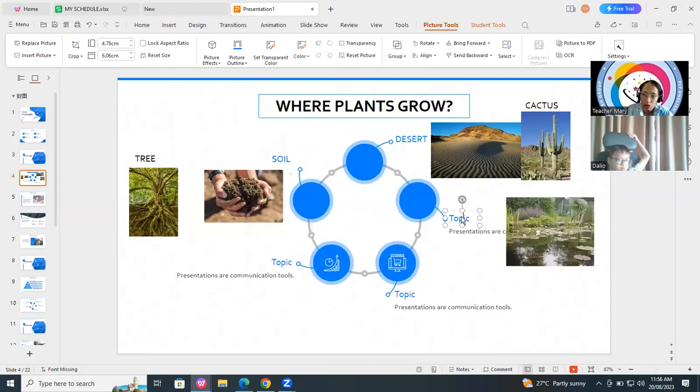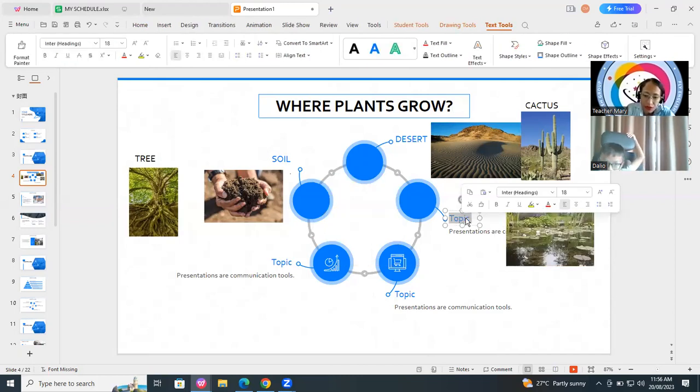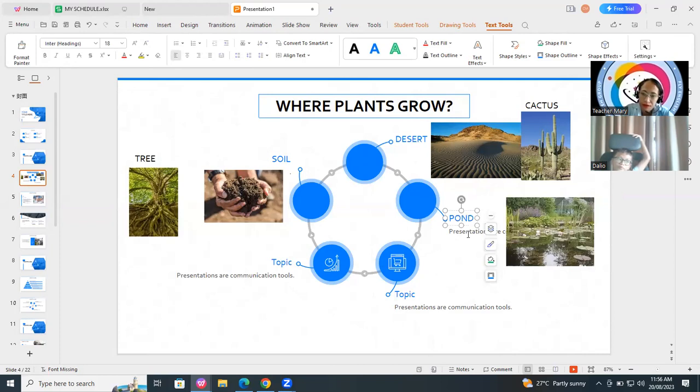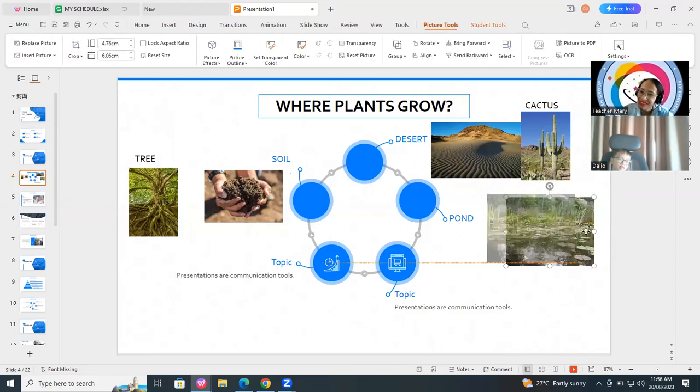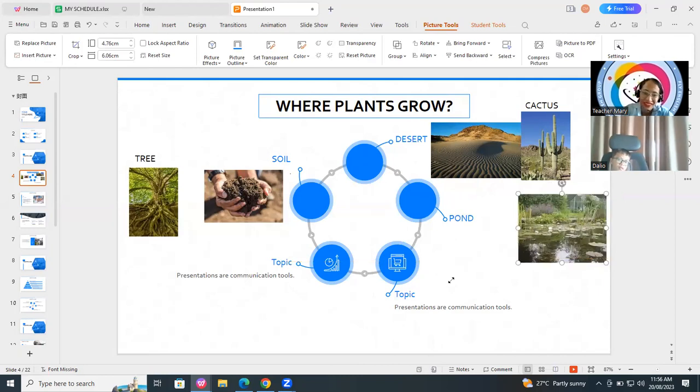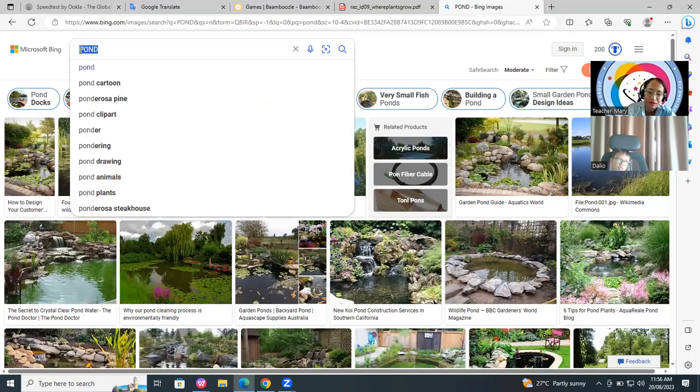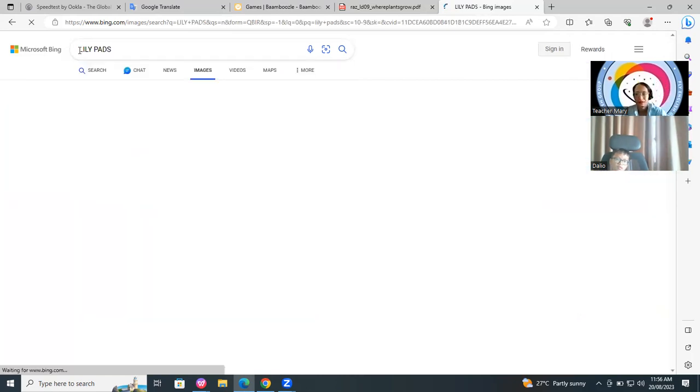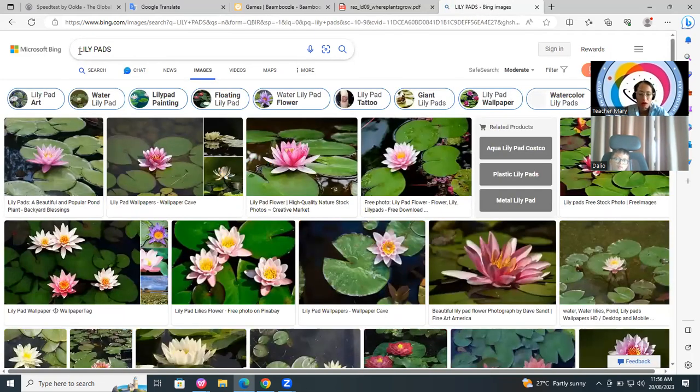Now, what kind of plant grows in the pond? A lily. A lily pod. Well, very good. Very good. Okay, lily pads. Lily pads. Okay, so choose a picture of a lily pad.